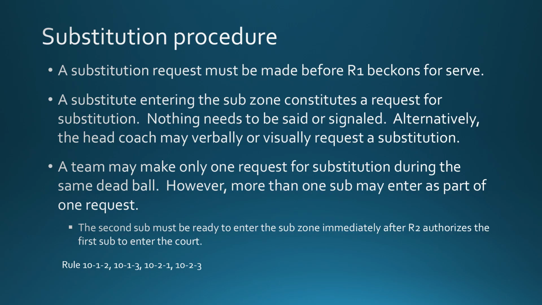Alternatively, though, the head coach may verbally or visually request a substitution. A team may make only one request for a substitution during the same dead ball. However, more than one sub may enter as part of one request. And when that occurs, the first sub enters the subzone, R2 administers that substitution, and as soon as they're finished, the second sub steps across into the subzone, and that substitution is administered.